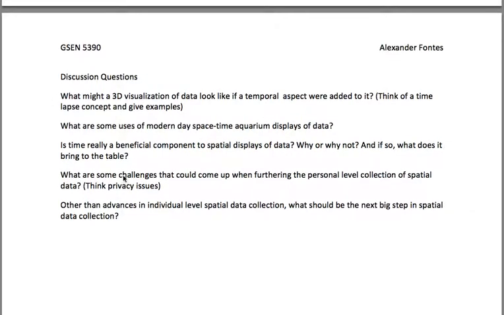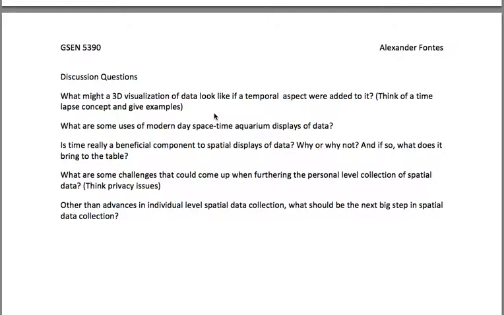Our 5 discussion questions here are, the first one being, what might a 3D visualization of data look like if a temporal aspect were added to it? Basically think of what a time-lapse might look like, and what examples you might be able to think of. I was thinking about that while I was reading this, and thinking of time-lapse examples and different ways to visualize that.